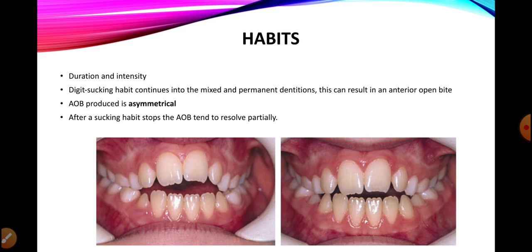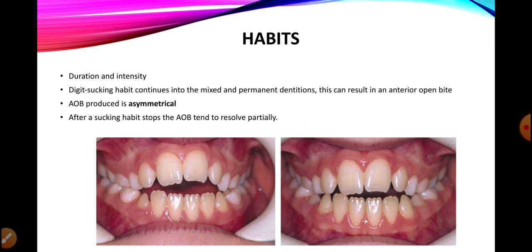Now, when the digit sucking habit is eliminated or stopped, the anterior open bite has the tendency to revert or resolve itself, but partially, and it takes several months. But in a small portion of cases where the habit has continued until growth is complete, the open bite may persist. So there are two different things. If the patient stops his habit early and there is an open bite, it may partially resolve, but you will still need some fixed appliances or appliance therapy to correct it.